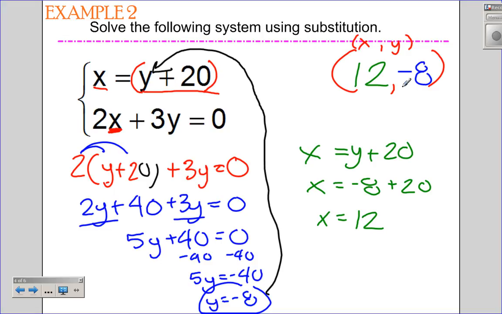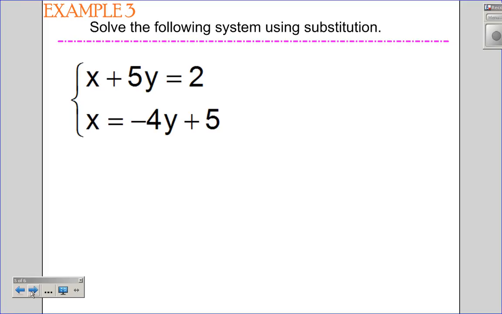Once again, I could have graphed that to get my answer. There were many ways that I could have gone about getting that answer. So let's take a look at a third example, and then I'll have you try one on your own. Today's lesson is quite short, so let's take a look.